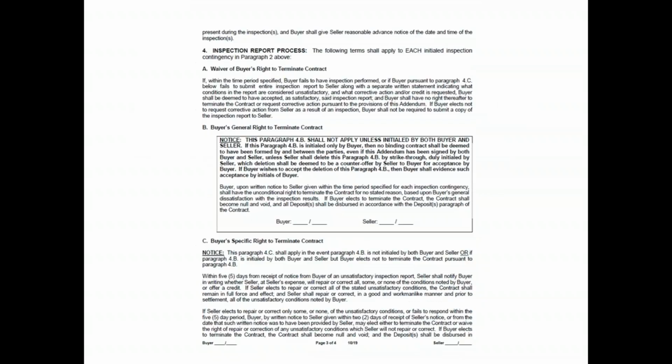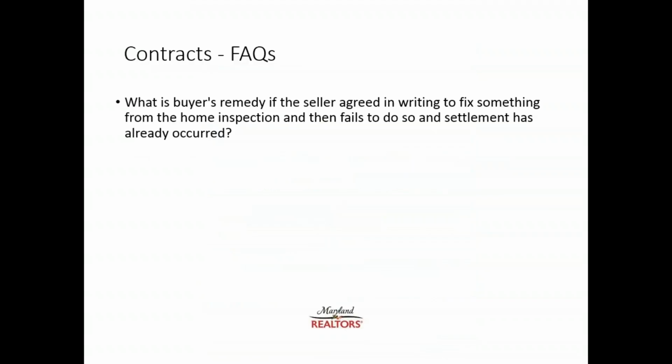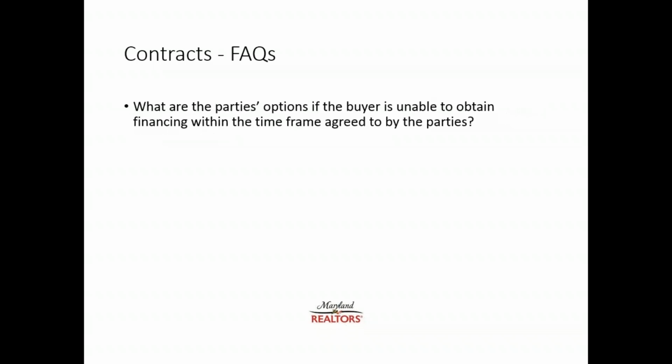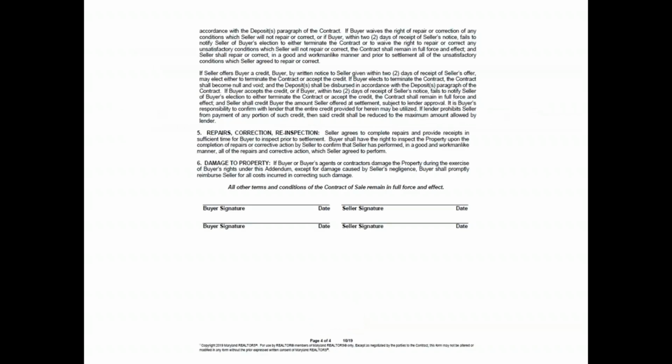All right. So that's the property inspections addendum. What is buyer's remedy if the seller agreed in writing to fix something from the home inspection and then fails to do so and settlement has already occurred? So we go back to the property inspections addendum. Seller agrees to complete repairs and provide receipts in sufficient time for buyer to inspect prior to settlement. Buyer shall have the right to inspect the property. And also, what does it say? The seller will perform in a good and workmanlike manner any and all repairs and corrective actions.